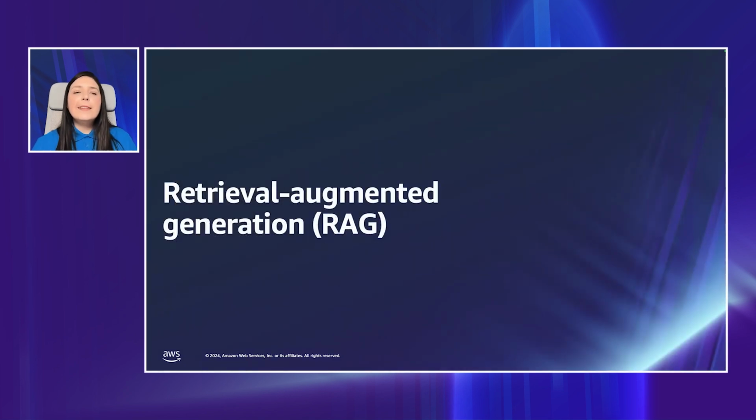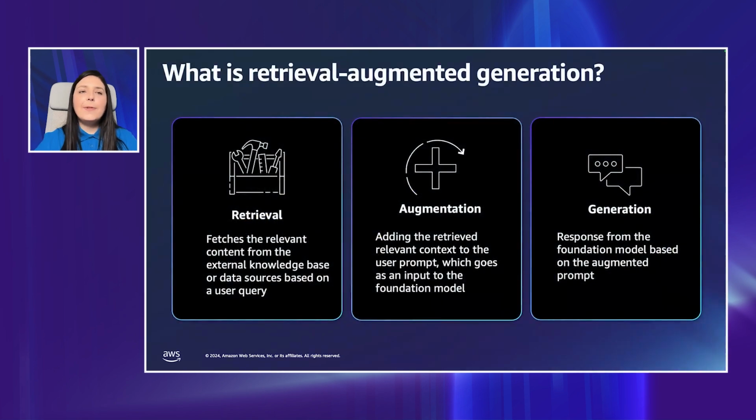Okay, so now let's dive a bit deeper into retrieval augmented generation so that we can understand how to customize our models with Amazon Bedrock. So first of all, what's retrieval augmented generation? As the name indicates, retrieval augmented generation involves retrieving the relevant content for your prompt so that you can augment this prompt and you can generate the response.